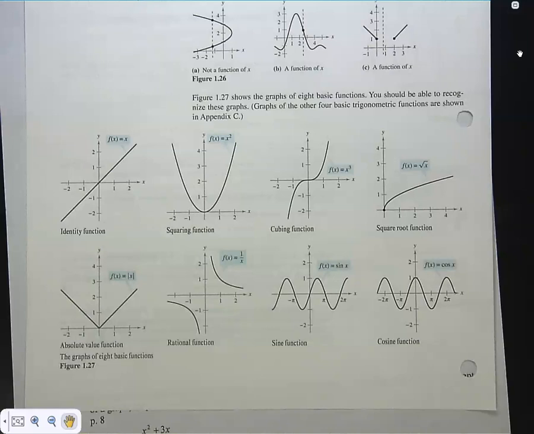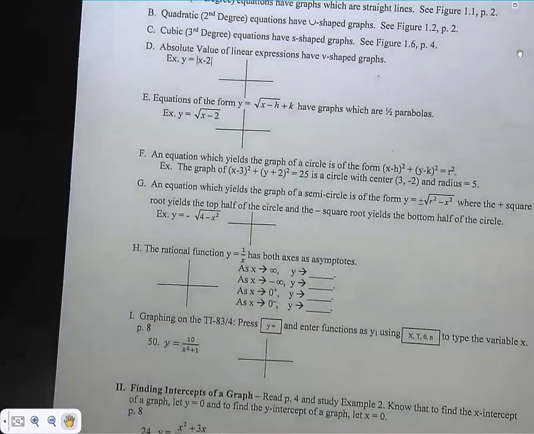The cubing function, y equals x cubed, is kind of snake-shaped. And cube root of x, they don't have on here, but cube root of x would be that snake-shaped turn sideways. So I call the cubing function a vertical snake, and then cube root of x is a horizontal snake. Let's get back on the handout for a second.